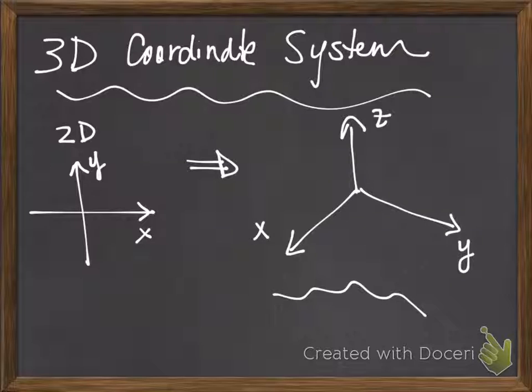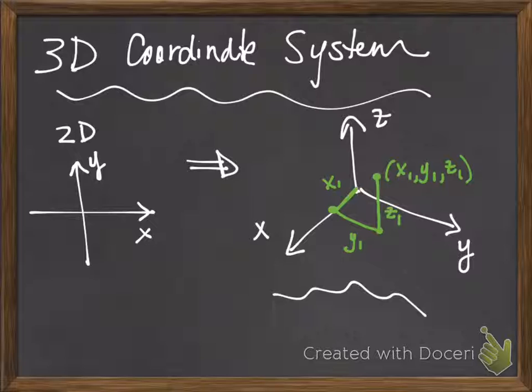Alright, so if we wanted to plot a point in 3D, we would do it in a very similar way. Let's say we wanted to plot the point x1, y1, z1. So we would travel a certain distance along the x-axis, we'll say an x1 distance. Travel a certain distance along the y-axis, we'll say y1 distance. And then travel straight up from there along the z-axis, we'll say z1. And that would be the point x1, y1, z1.